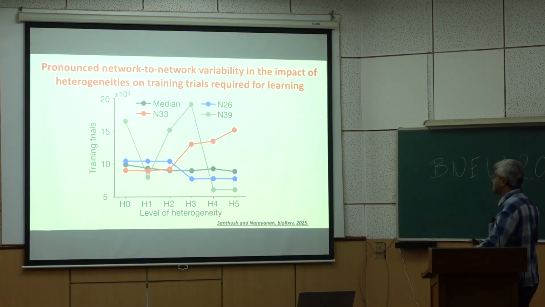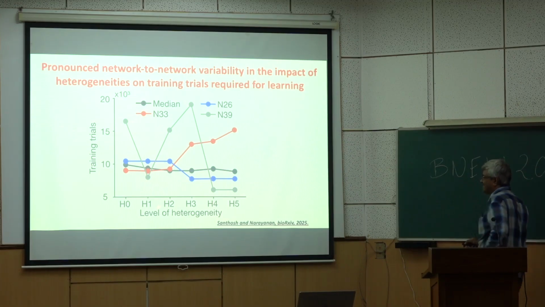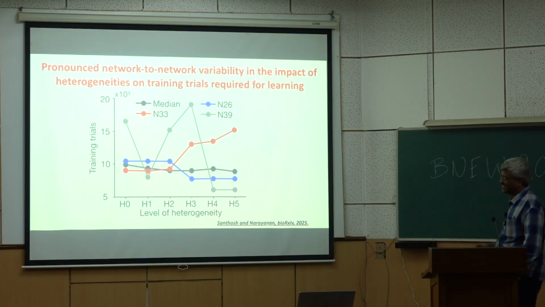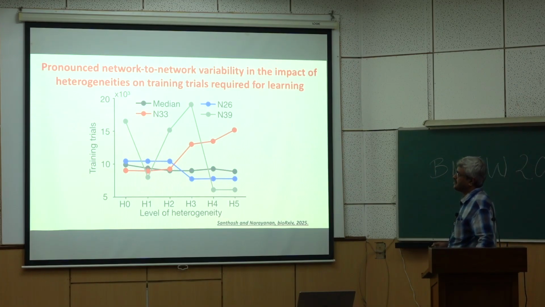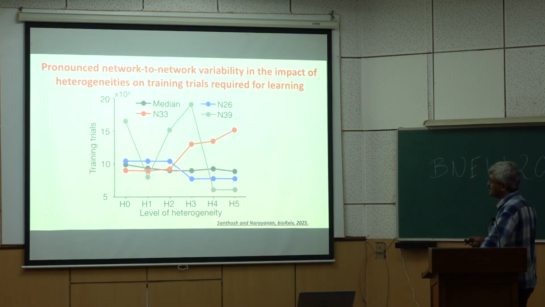So, and it turned out, these are the different levels of heterogeneities. This is just the training performance, and that's the median. If you just look at the median, you will say that there is no impact of heterogeneities basically, but that's the beauty of biology. There is network to network variability, human to human variability, and that's exactly why what works in one human doesn't necessarily work on others. So you have this network to network variability.